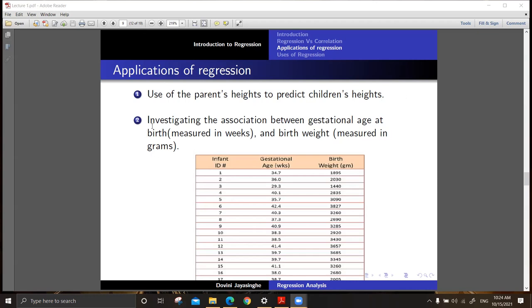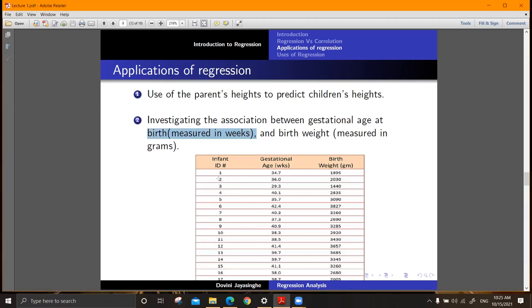And there's another application. There are millions of applications; this is just a couple of selected ones. Investigating the association between gestational age at birth measured in weeks, and birth weight measured in grams. It's important to give the unit of measurement when it comes to interpreting. In this study, they have taken 17 infants, that is newborn babies, and they have measured the gestational age at birth and their birth weight.